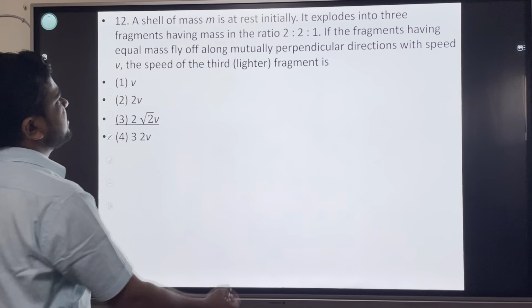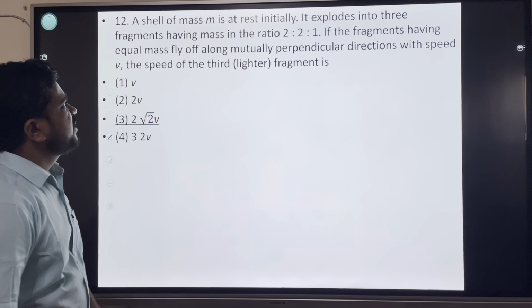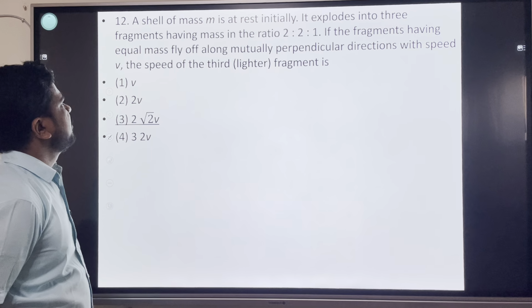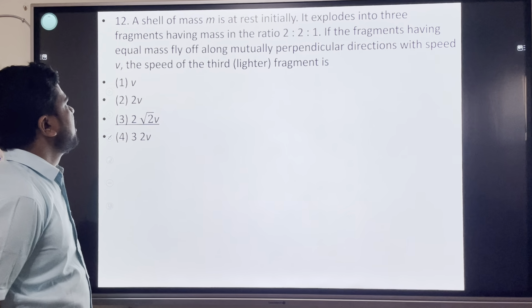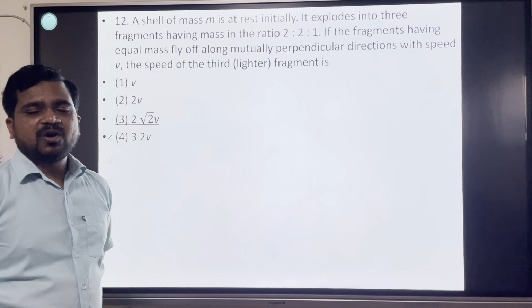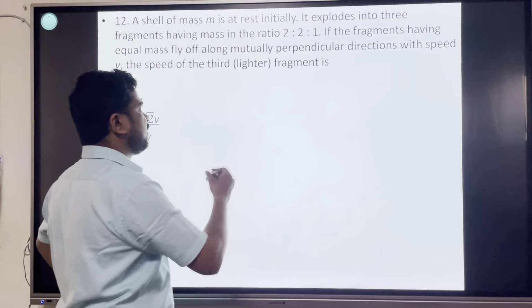Shell of mass m is at rest initially. It explodes into 3 fragments having mass in the ratio 2:2:1. If the fragments having equal mass fly off along mutually perpendicular direction with the speed v, the speed of the third fragment is. क्या है? Law of conservation of linear momentum.